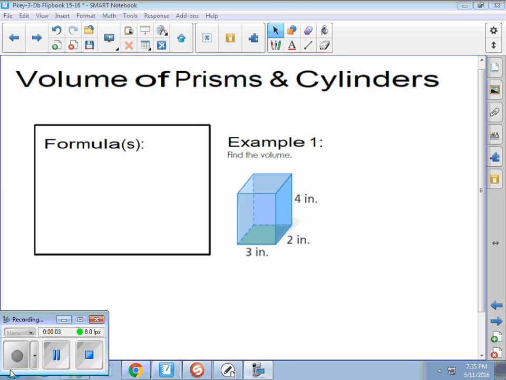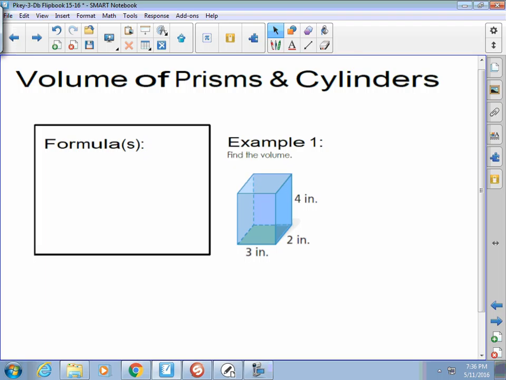Our next tab we're going to do is at the beginning, volumes of prisms and cylinders. So we're looking at examples 1 through 3. Now, our formula for volume of prisms is V equals capital B H. So you still need to know the parts to the formula.